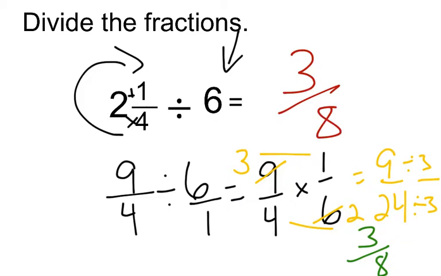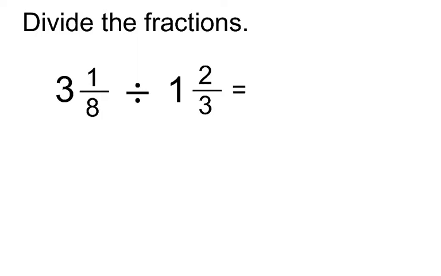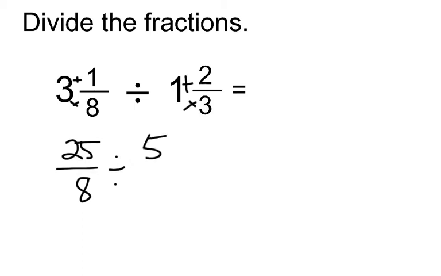Let's look at another example. So now we have 3 and 1/8 divided by 1 and 2/3. Both mixed numbers that I first want to rewrite as improper fractions. So I multiply, then add. So that would give me 25/8 divided by, and then again multiply, 3 times 1 plus 2 is 5/3. Now I'm going to multiply by the reciprocal, which means I flip the second number, flip the 5/3.